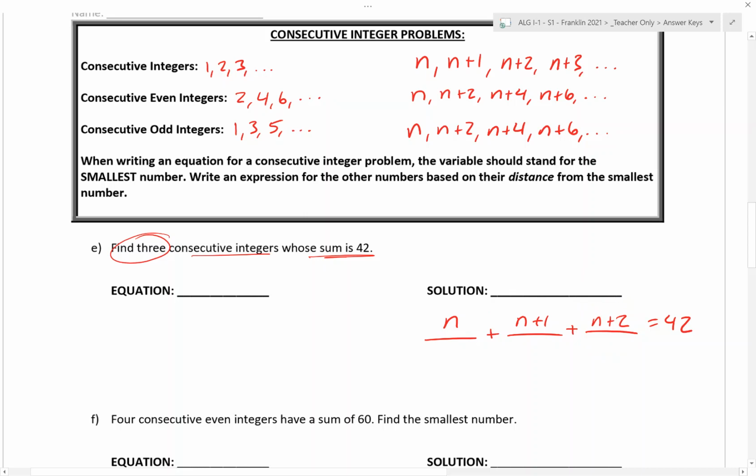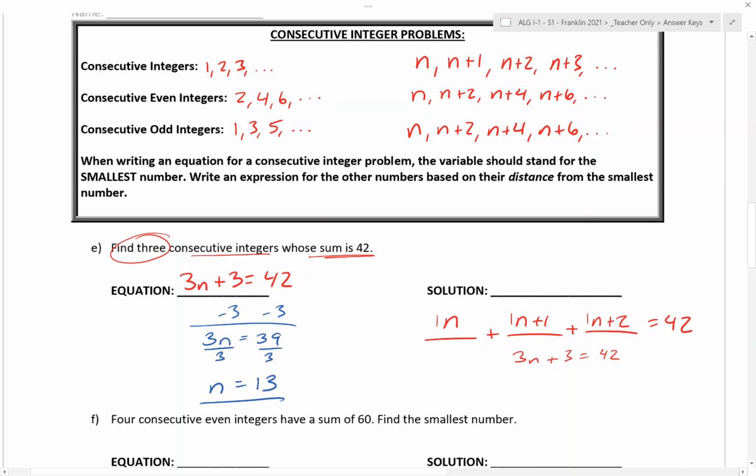Now we can simplify this equation a little bit by combining the n's and the 2 and the 1. So our final equation is 3n plus 3 equals 42, right? Because if you combine like terms here, there's 1n here, 1n here, and 1n here. That's 3n total. And then 1 plus 2 is 3, and that equals 42. So here's our equation. Now we solve it. So 3n equals 39, divide by 3, and n equals 13.